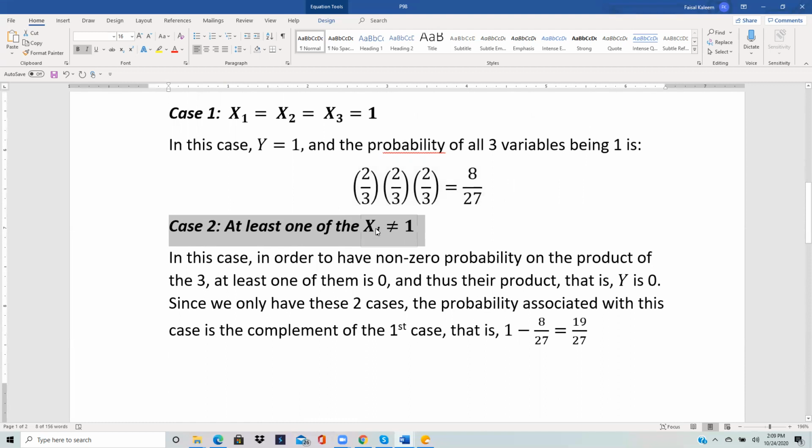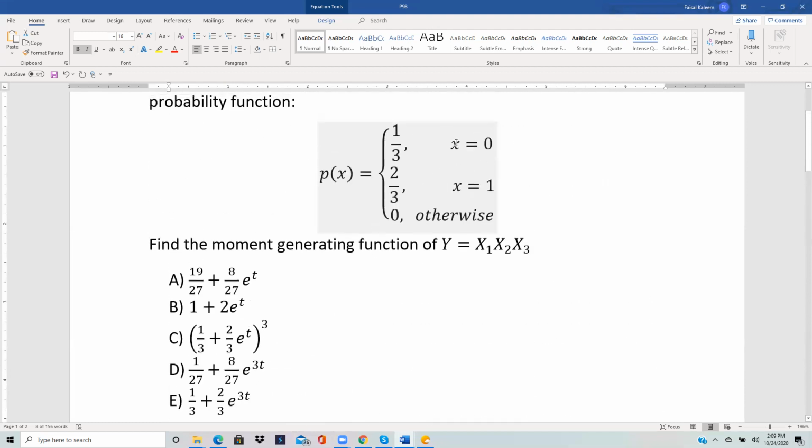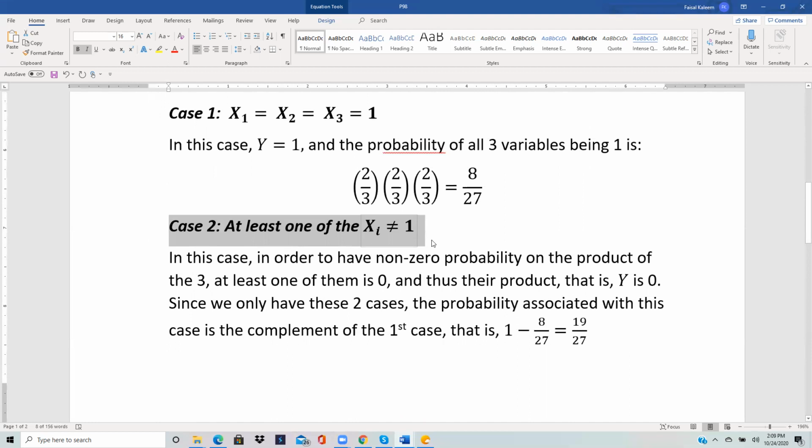And so now we're at a case where at least one of them is not 1. Let's say x1 is not 1. Then x1 will either be 0 or something else. Something else doesn't interest us because that's probability 0. So the only situation in this case from which we will get a non-zero probability is when at least one of the xi's is 0. But even if one of the xi is 0, then the product is 0, and that means y is 0. So the only probability you will get in this situation is when y is 0. Since these are the only two cases, in case 1 the probability is 8/27, so case 2 probability will be the complement of that, 19/27.